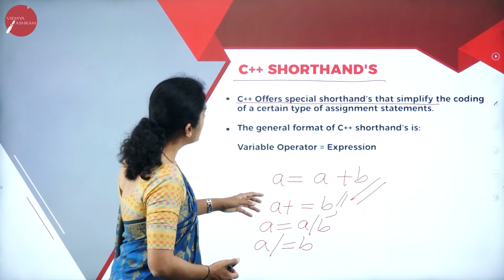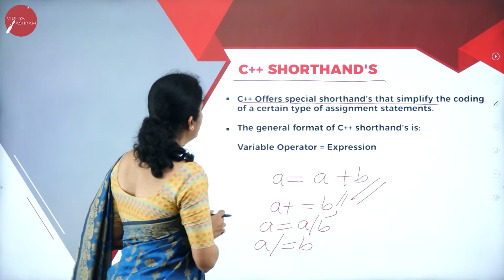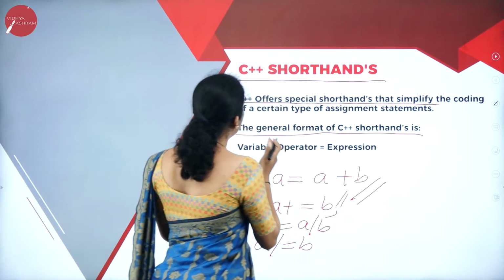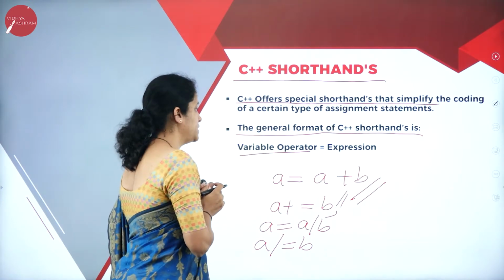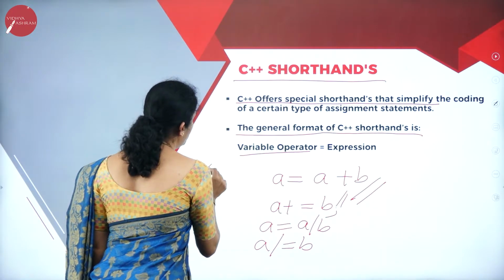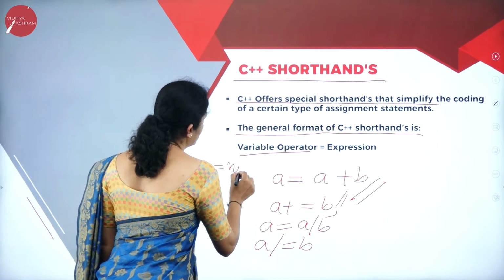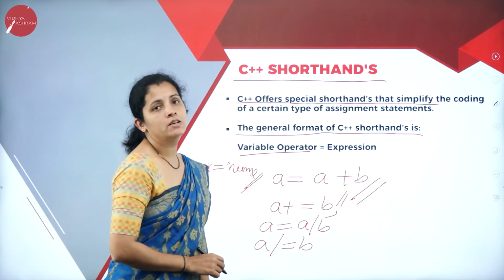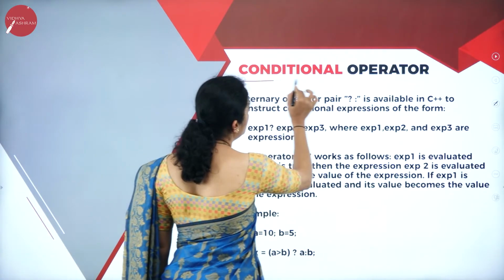So these are the examples for C++ shorthand. Then the general form of C++ shorthand is variable, operator, equal, expression. That means at the beginning I'm going to write the variable, then the operator, then the assignment symbol and the expression. So this is the syntax for writing C++ shorthands.